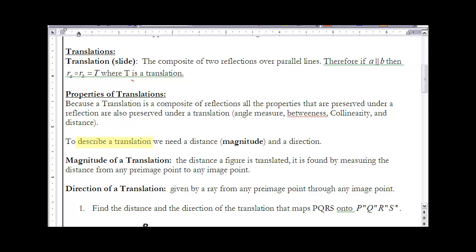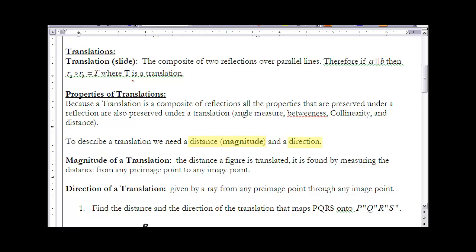When we describe a translation, we need two things to describe it. We need to know a distance, which is its magnitude, and then we also need to know a direction. Every translation will have a distance, which we call its magnitude, and a direction.